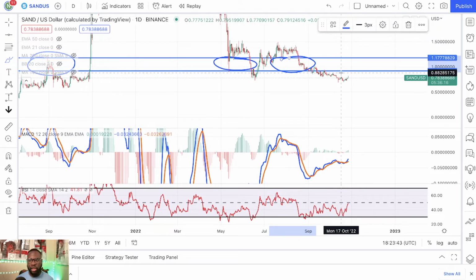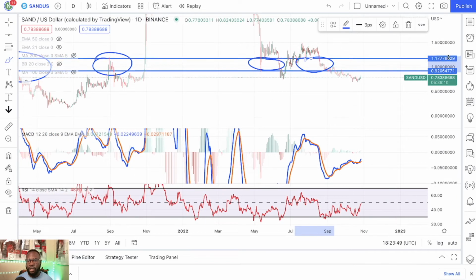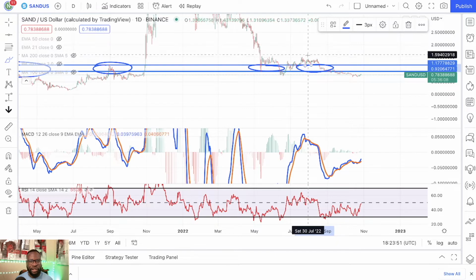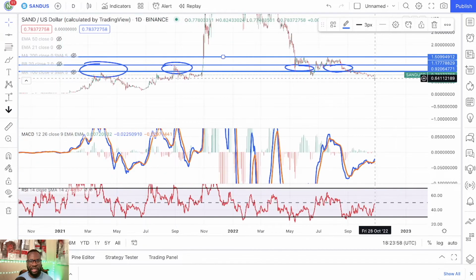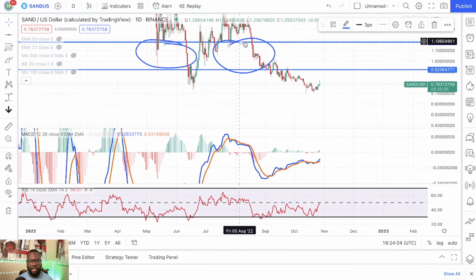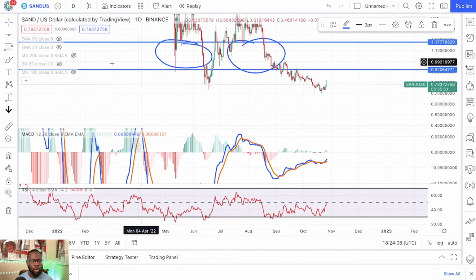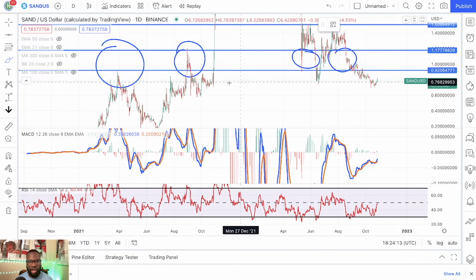This is your first target, 92 cents all the way up to $1.17. If we can break out of that range, a retest towards $1.50 is more likely. Now, this is short-term potential price targets. But of course, there's a lot of work that needs to be done.